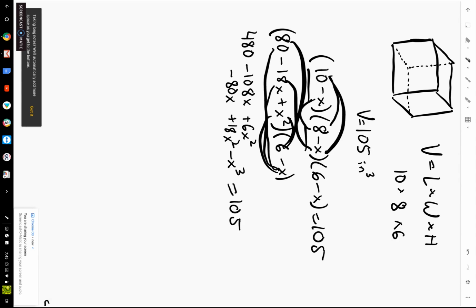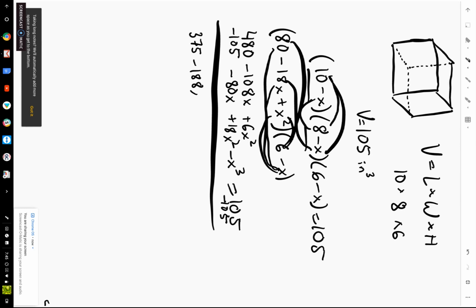But I need to get this so that it equals 0, so I'm going to bring the 105 over to the left side. So 480 minus 105 is 375. Negative 108 and negative 80 is negative 188x. 6 and 18 is 24x squared. And then we have minus x cubed equals 0. So now you should see that we have a cubic polynomial.